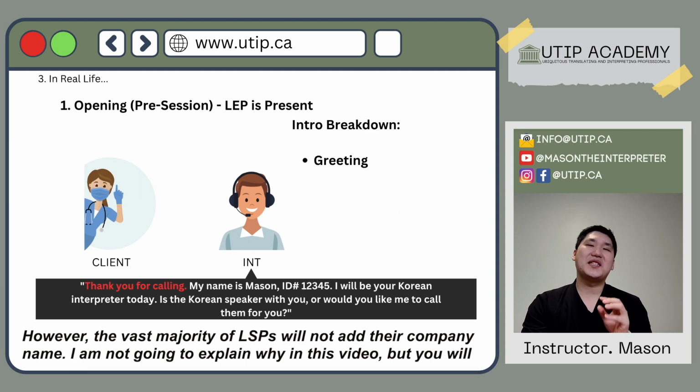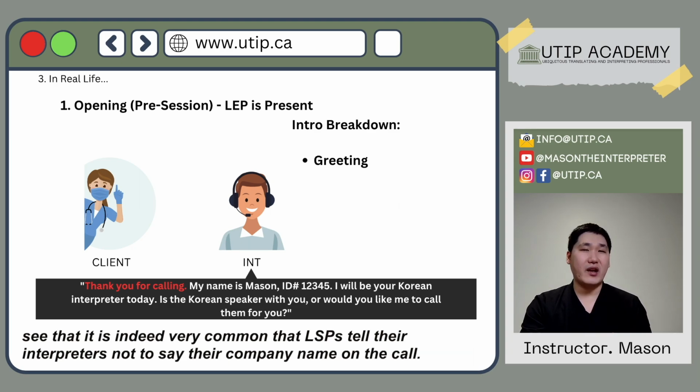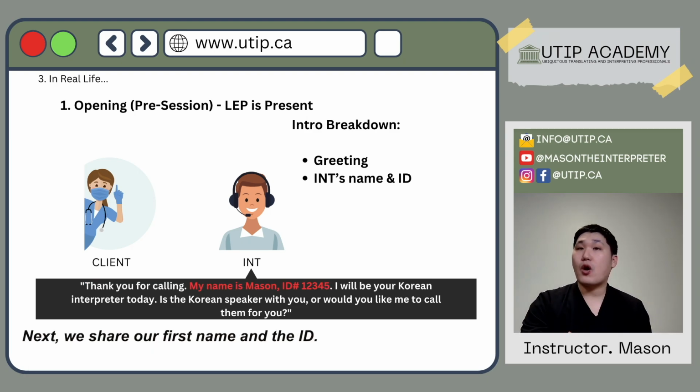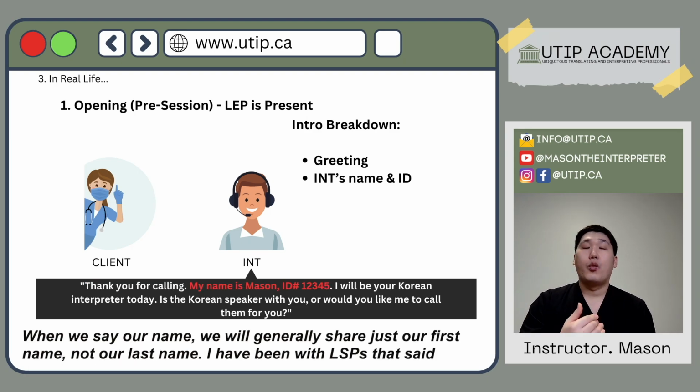I am not going to explain why in this video, but you will see that it is indeed very common that LSPs tell their interpreters not to say their company name on the call. When you are working, just make sure what the policy is and just be sure to adhere to that policy. Next, we share our first name and the ID. When we say our name, we will generally share just our first name, not our last name.